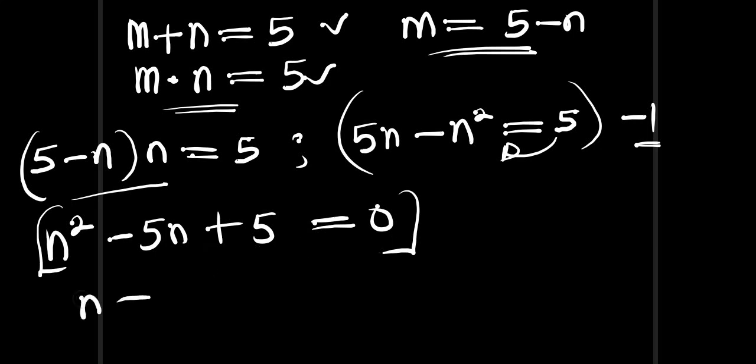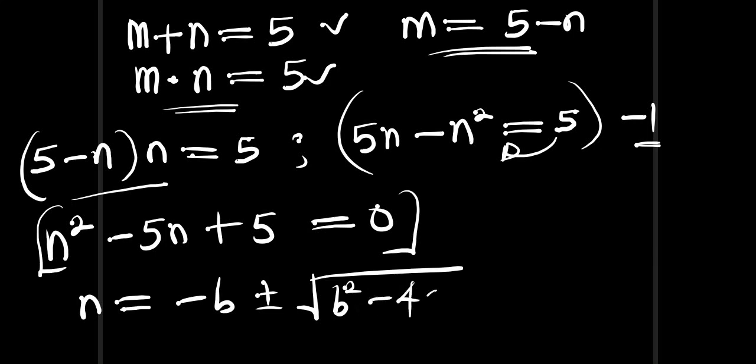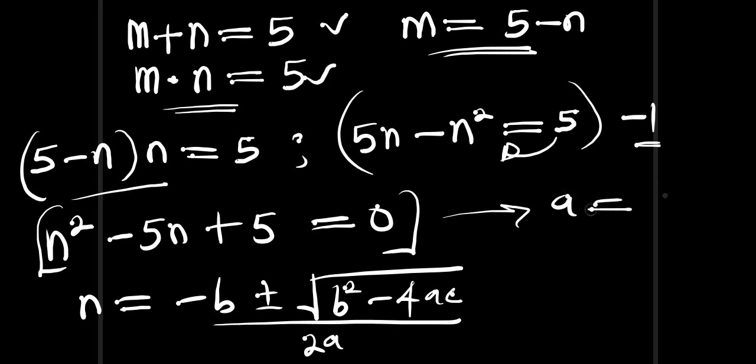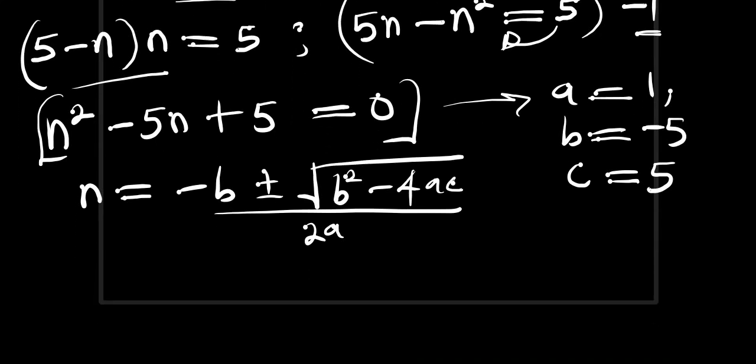Now we have n equals negative b plus or minus the square root of b squared minus 4ac, all divided by 2a. And from this particular equation here, we have a equals 1, b equals -5, and c equals 5. So let's put that in this particular formula.